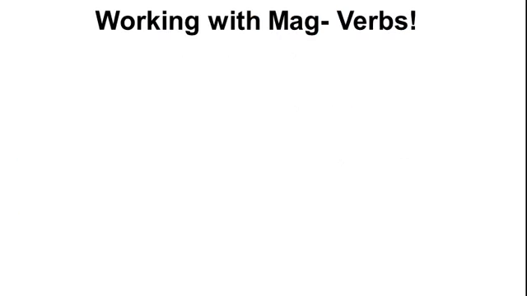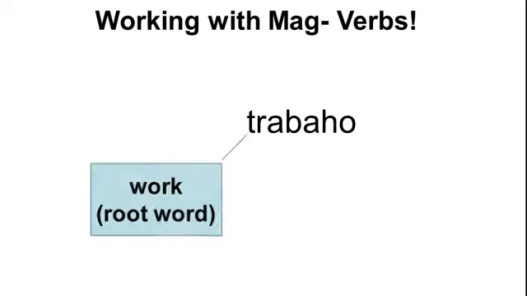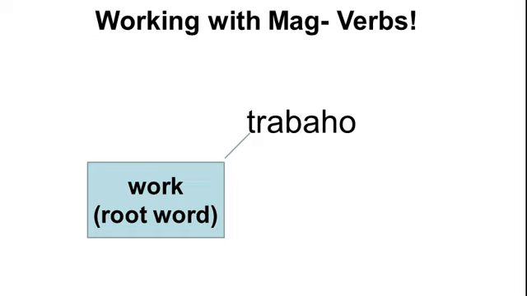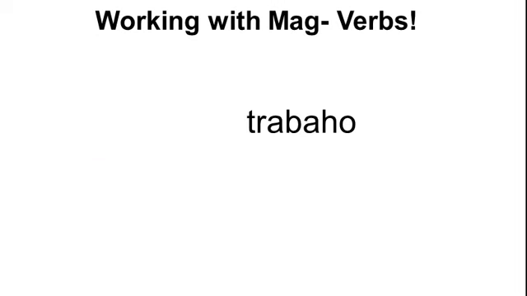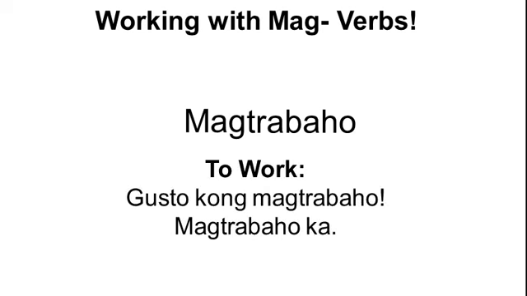Let's work with mag verbs again, just like we did in the last lesson, and then I'll introduce some more sentences in this particular lesson. Working with mag verbs. First of all, we start with trabaho. Trabaho means work. It's the root word. And then we throw in mag. Magtrabaho. To work.